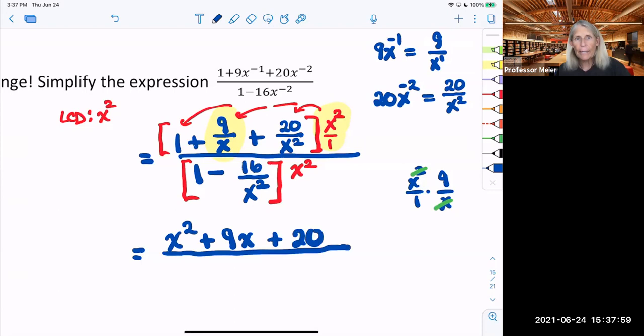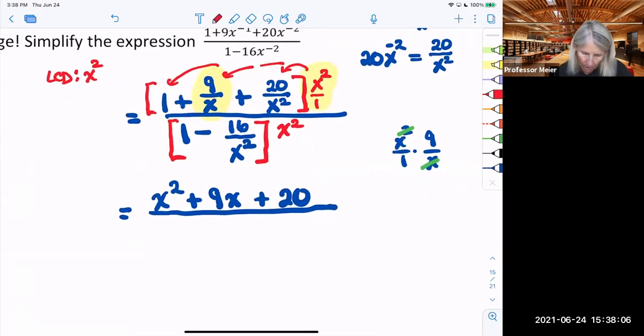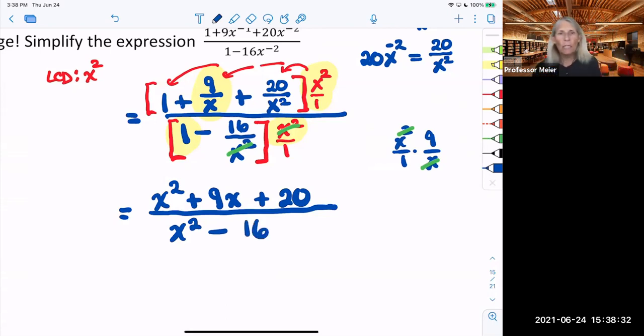So look at how in the numerator we've gotten rid of all the fractions. Do the same thing on the bottom. Distribute, and think of this as x squared over 1 if it helps. Distribute x squared times 1: x squared times 1 is just x squared. Minus, when you take x squared and multiply by 16 over x squared, those x squareds cancel, and you're just left with 16. So x squared minus 16 is what's on the bottom.